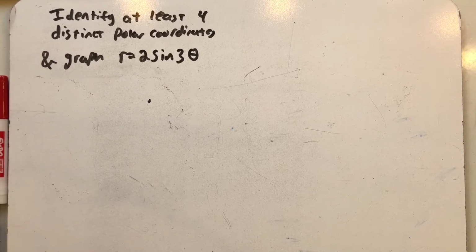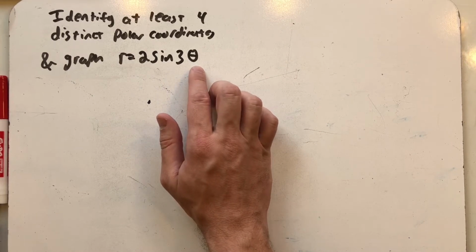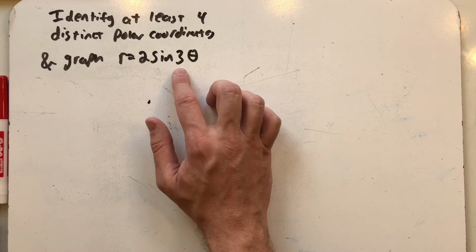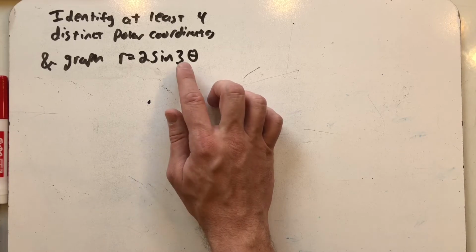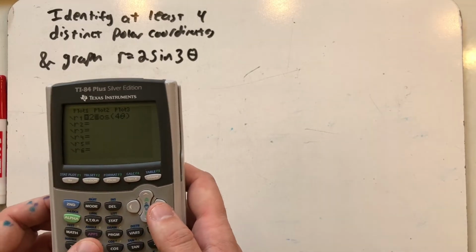If I'm thinking about rose curves, I remember that this number in here tells me about the number of petals. When it's odd, I get that number of petals. When it's even, I'd have to double it. So here I'm just going to have 3 petals. But let's make sure I'm right about that.